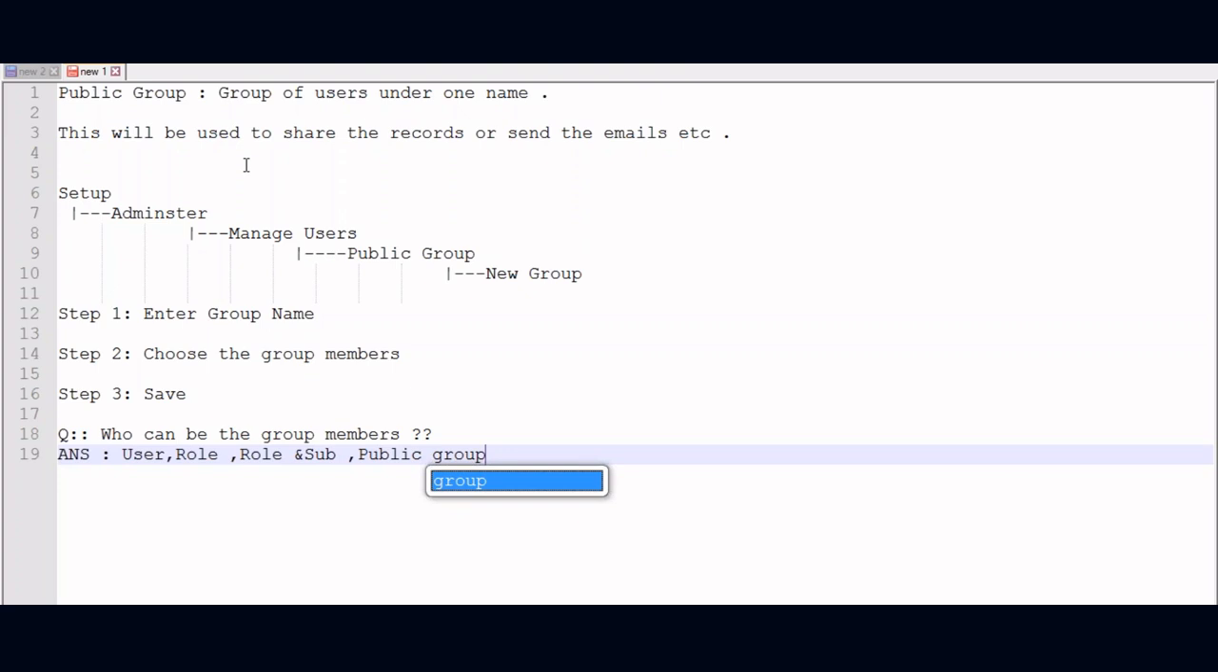So these people can be the members of the group. Who can be the members? Any specific user, or any specific user with a given role and subordinate, and a public group.